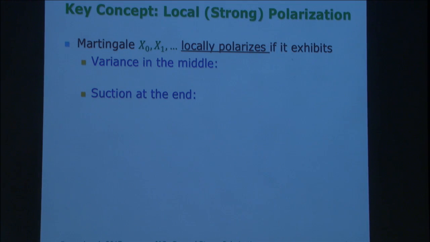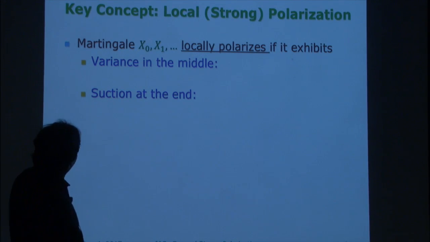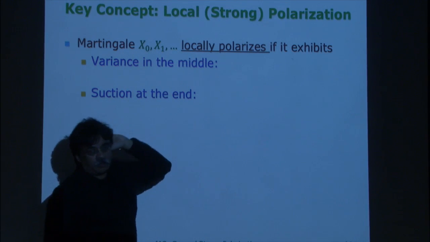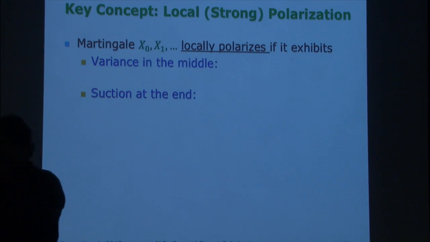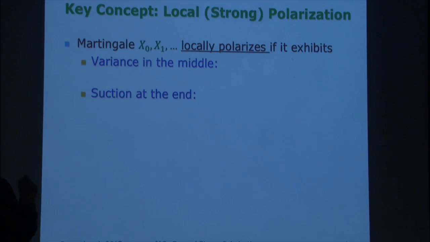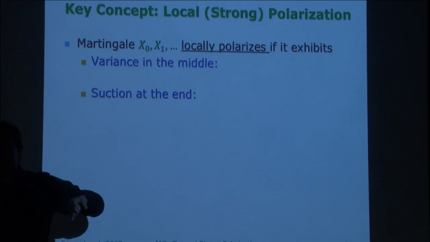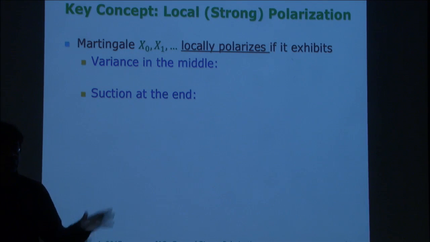But now let's get to a little bit of the proof, and now we'll talk a bit about Zev's thing. So what are we asking for? Isn't it just these two things? So indeed, we will say that a martingale, x1, x2, x3, and so on, is polarizing if at each stage there's a little bit of variance in the middle. And furthermore, when you're getting close to the end, you're actually getting sucked to the end. Okay. To get some intuition into why this, let's look at a.